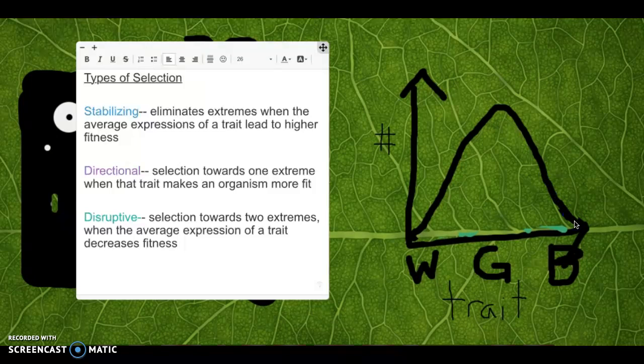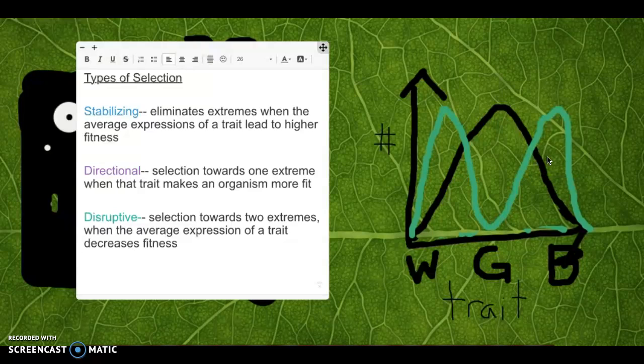So I just drew our normal bell curve. In this instance, it's going to look something like this. So we're going to increase our white insects, and then we're going to really decrease our gray. Going to increase the survival of our black insects and decrease. All right, so that's what disruptive selection looks like. It almost looks like an M.